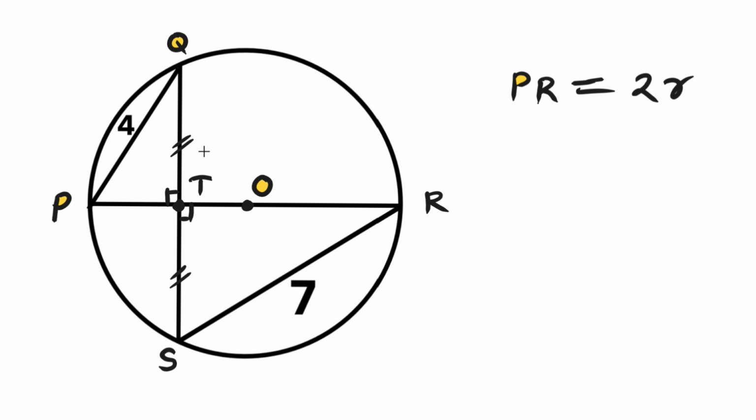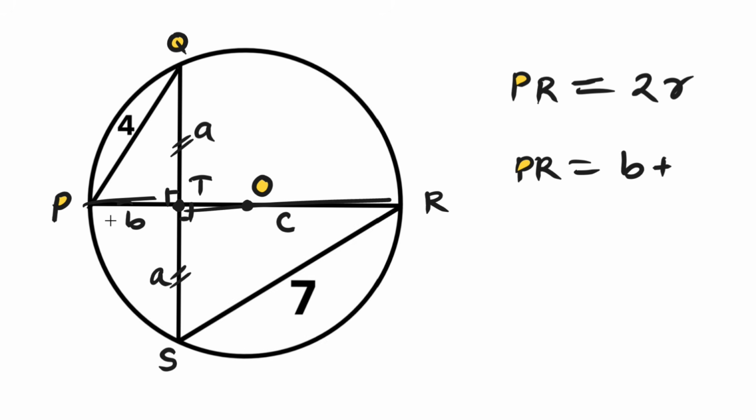Let's give these two equal pieces a name. We will call each of them A. So, QT equals A, and TS also equals A. Now let's name the two pieces of the diameter. Let PT be B, and let TR be C. Since P, T, and R lie on the same diameter, the complete diameter PR is simply the sum of PT and TR. Therefore, PR equals B plus C. So far, everything is expressed in terms of A, B, and C.